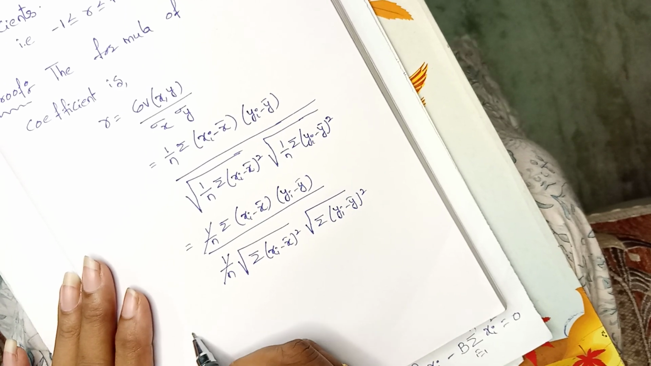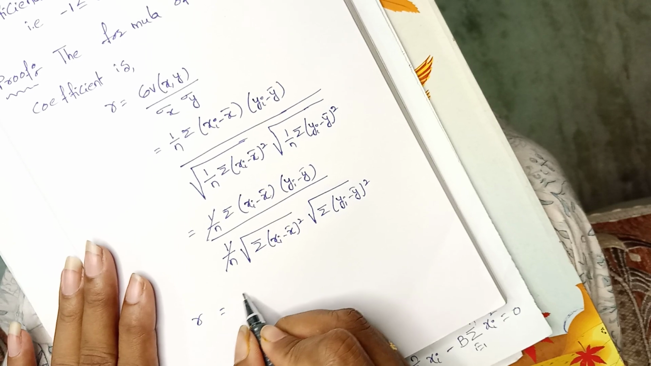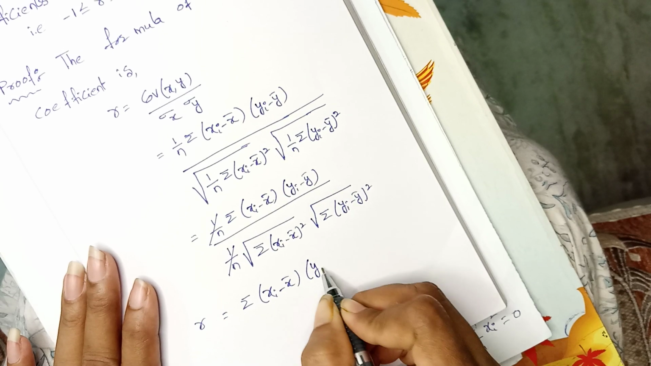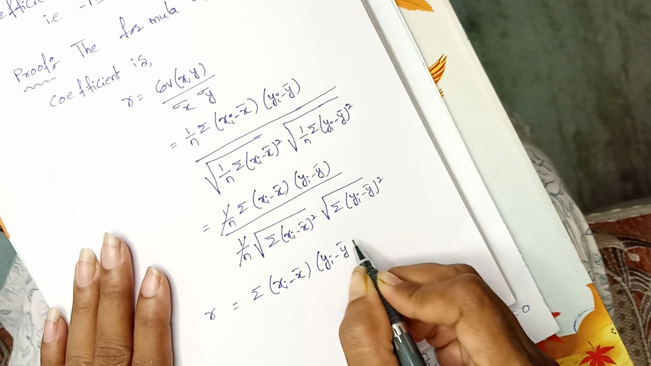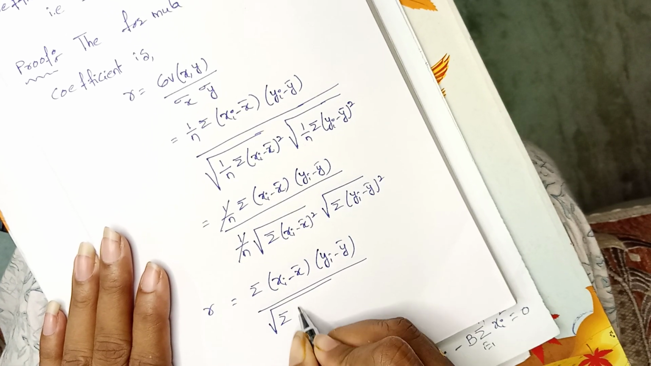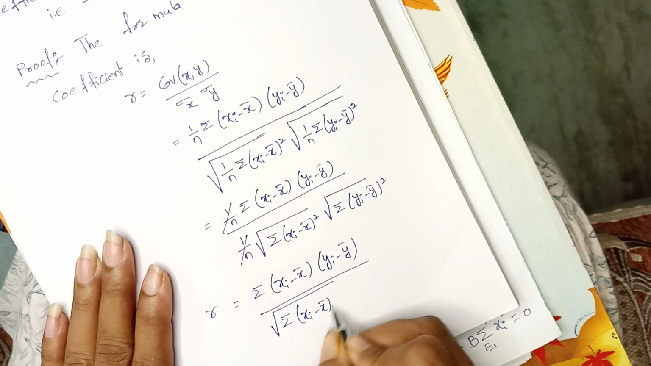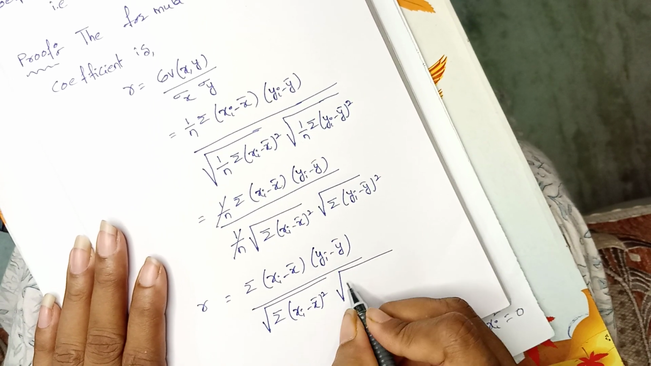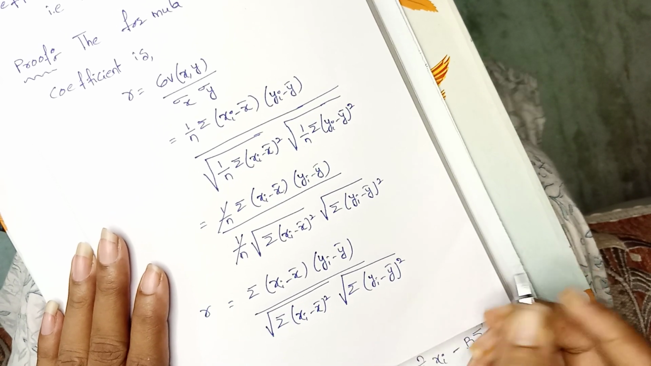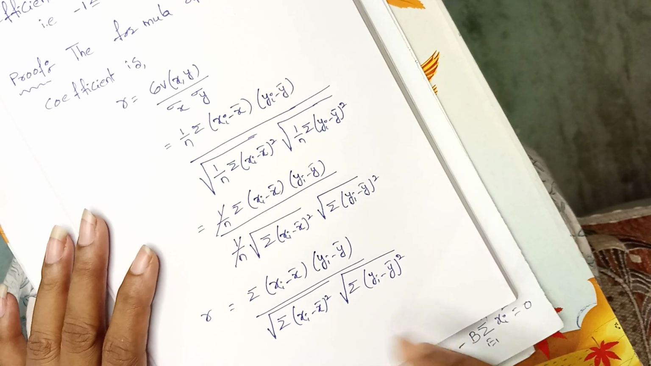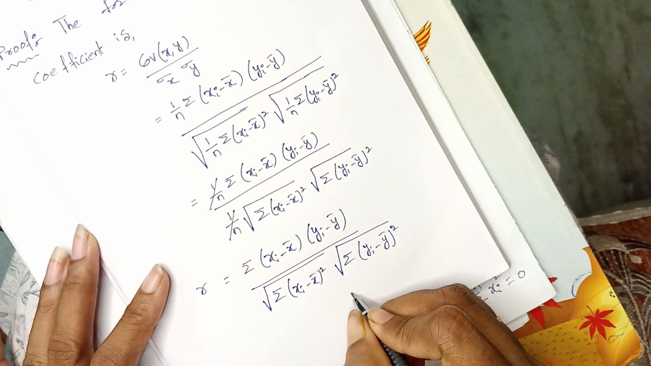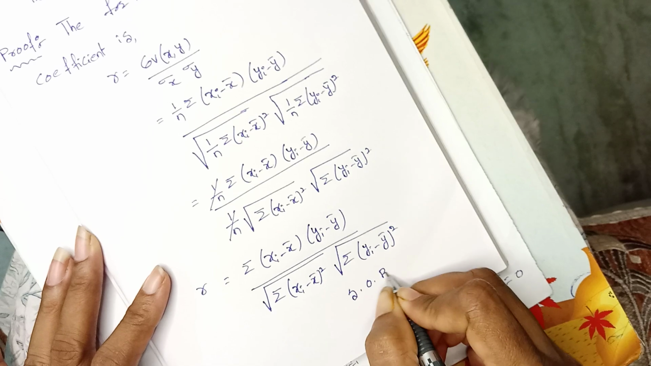Now what is the remaining term? r equals summation (xi minus x bar)(yi minus y bar), whole divided by square root of summation (xi minus x bar) whole square into square root of summation (yi minus y bar) whole square. Now we have to do squaring on both sides.